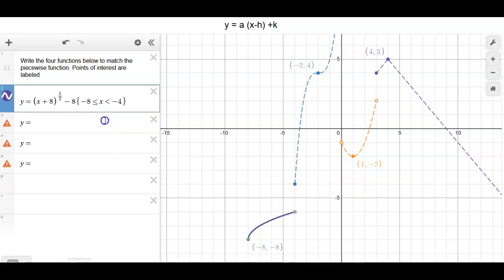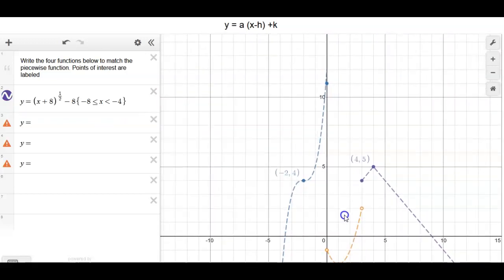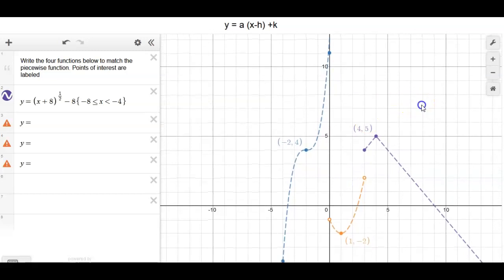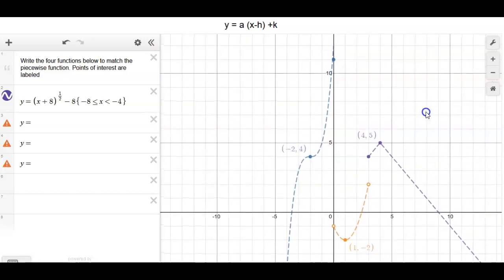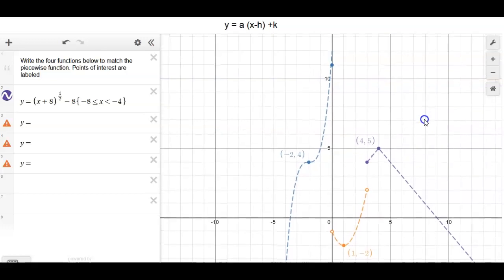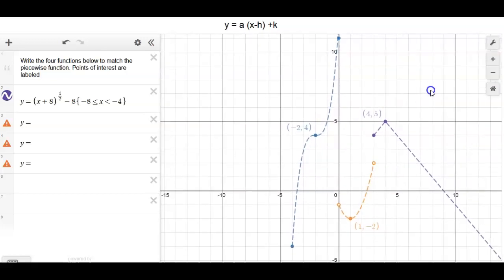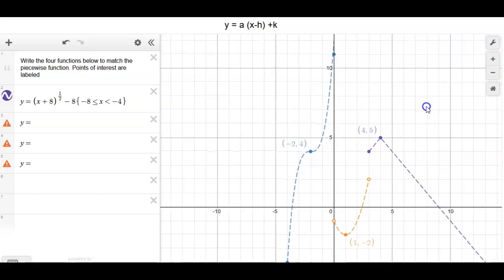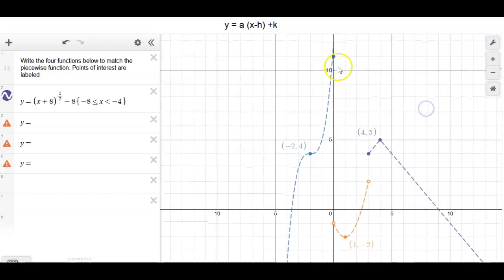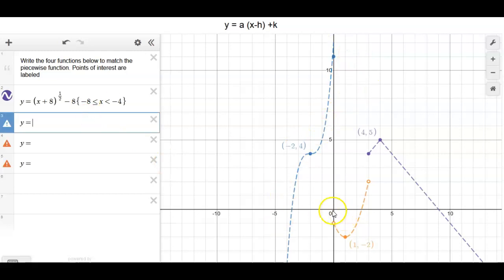All right, so for the next one, we have this blue function here, and we can see that this is a cubic function. This one's a little bit funky. We're going to take this point, we're going to say that this point is this one right here. So since it's a cubic function, that point of inflection is usually at 0, 0. It's shifted left 2 and up 4.